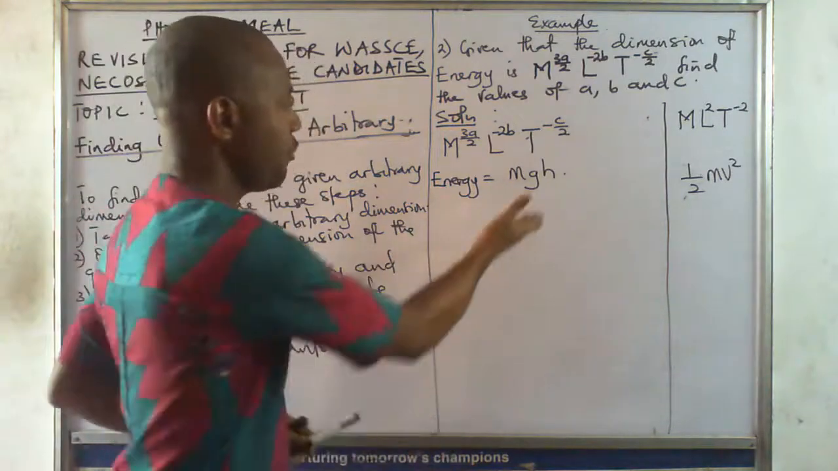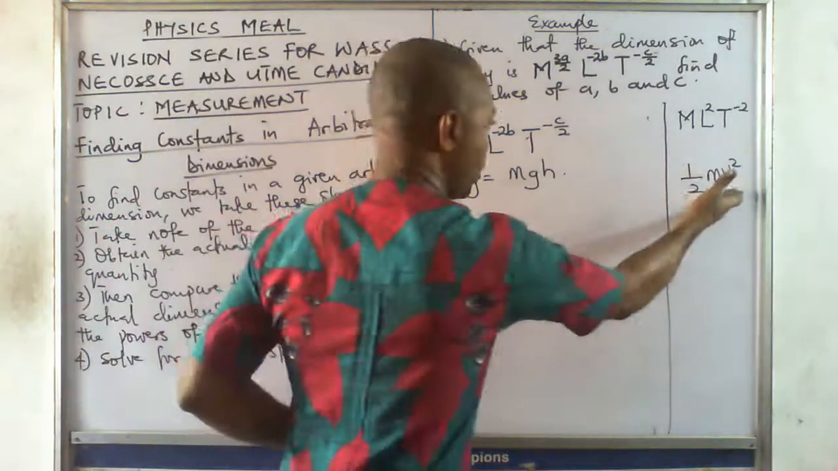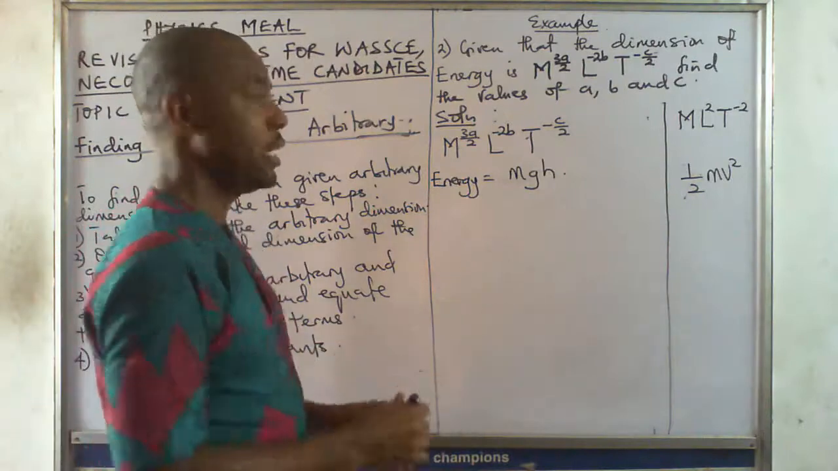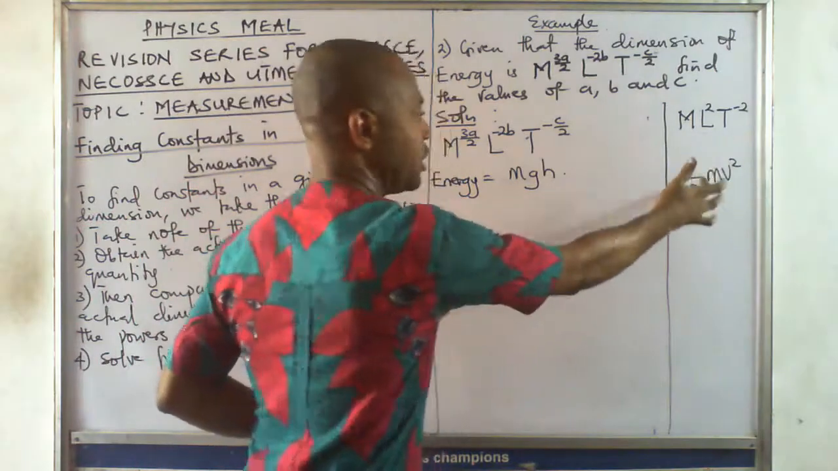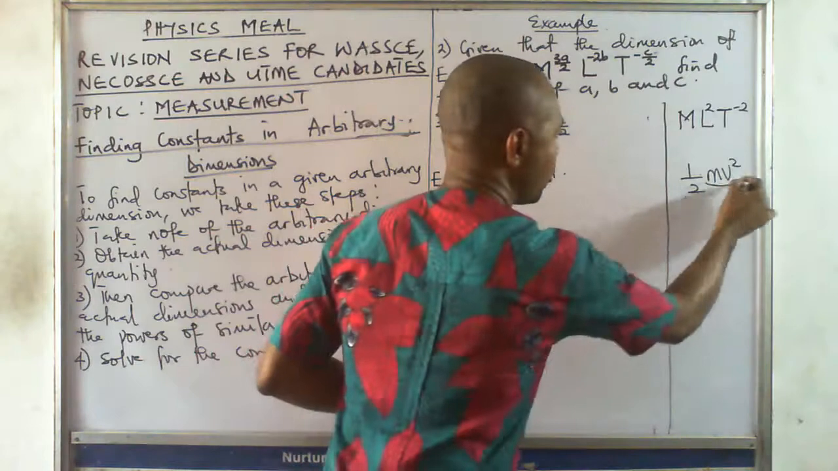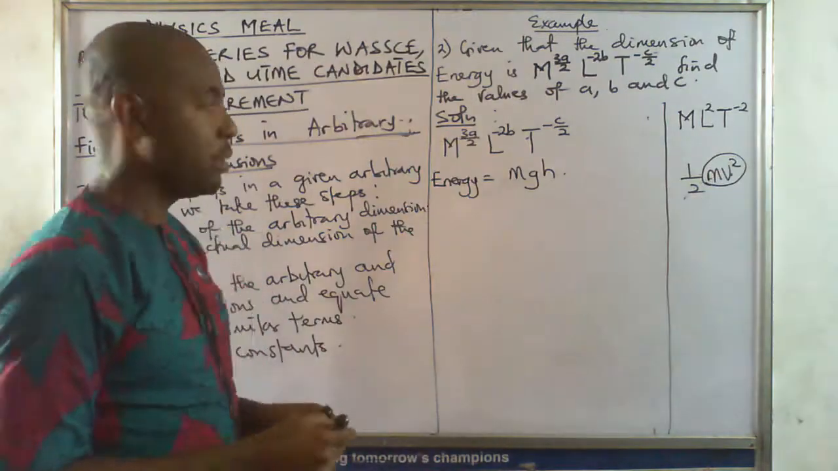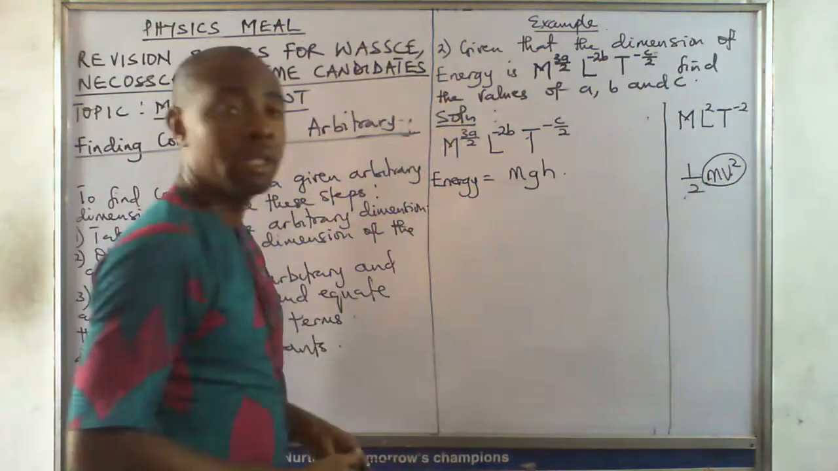So if we use this, we can obtain the dimension. If you decide to use this also, you also obtain the dimension of energy, whichever one. So I will try this one. You can now verify it using this. Remember, this half is a constant, so it will not have any role to play, because half has no dimension.